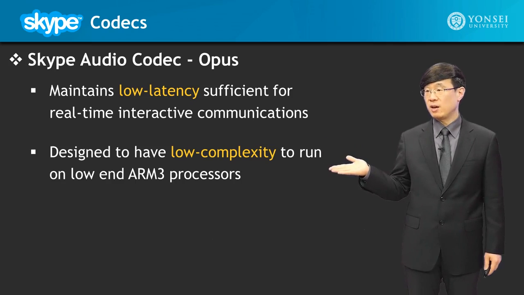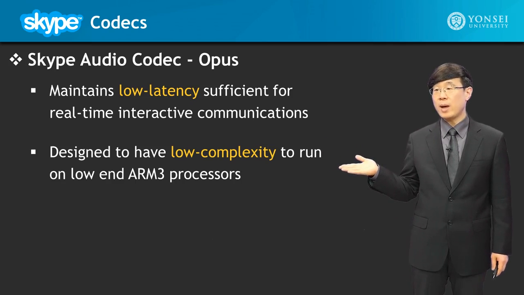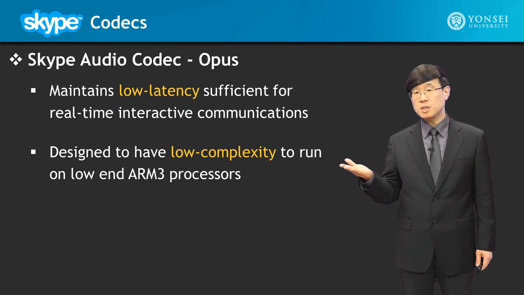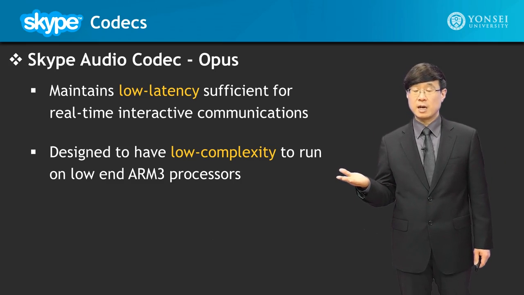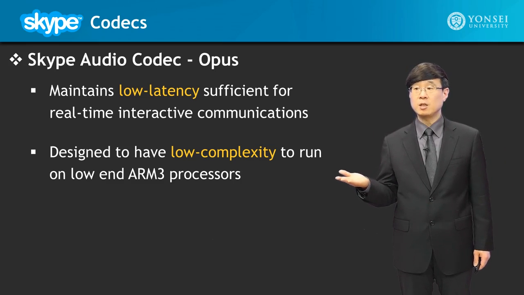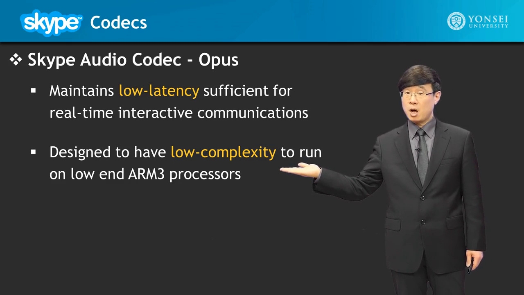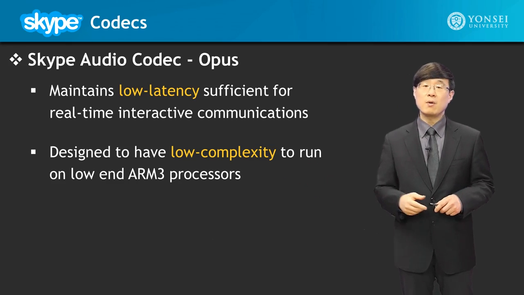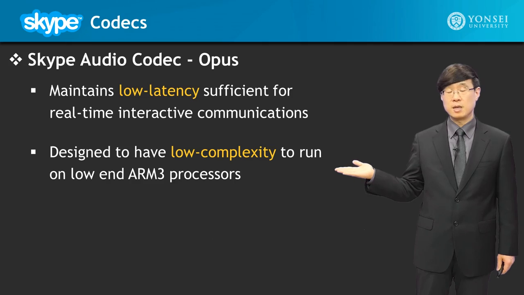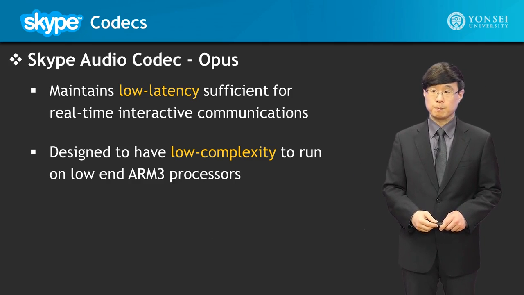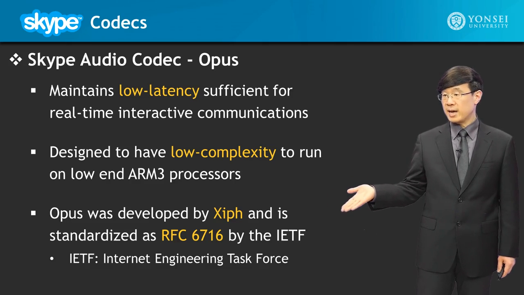Opus was designed to have low complexity to run on low-end ARM3 processors. So even if it's not the most advanced mobile devices that are running Skype, still, because it is focused to run on even lower edge modules, various devices could easily support the Opus operation required to support Skype. Opus was standardized in the IETF RFC 6716 documents.